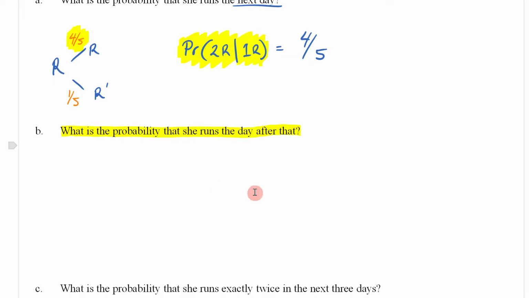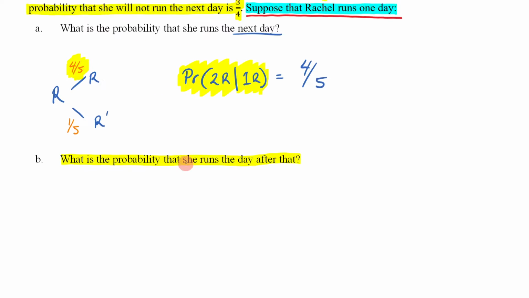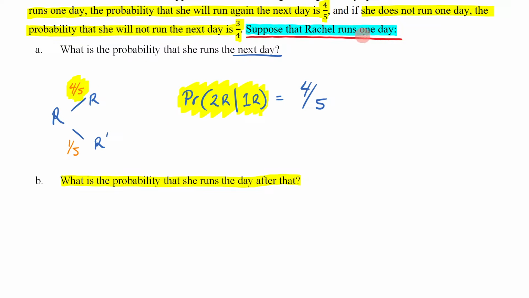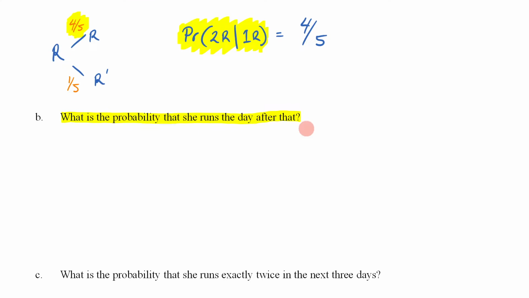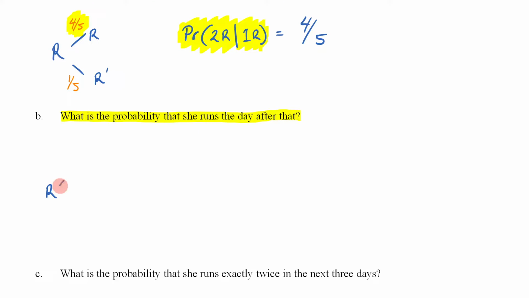Okay, so let's come down here for a second and just consider what's happening. Remember, we're supposing that Rachel runs one day. So we're beginning with her running. Then she can either run or not run. Now, that's on the next day. We want to find out the day after that, what's the probability that she's going to run. So we need to consider one more day.